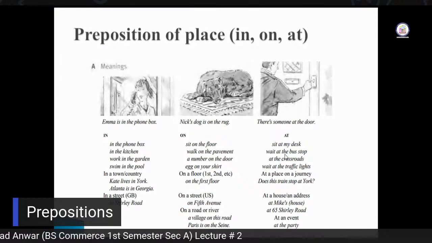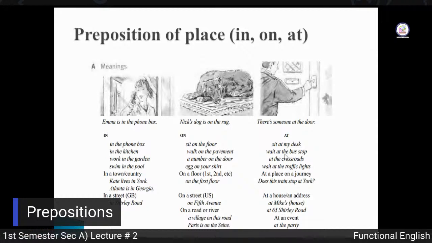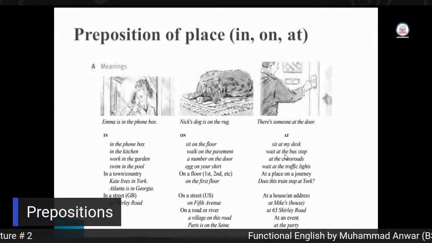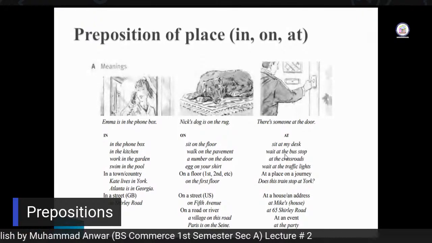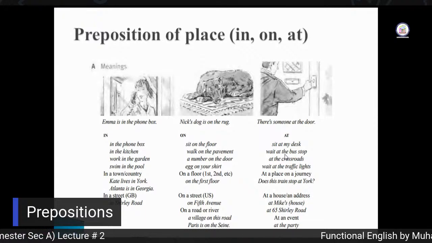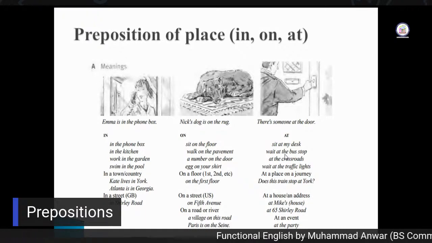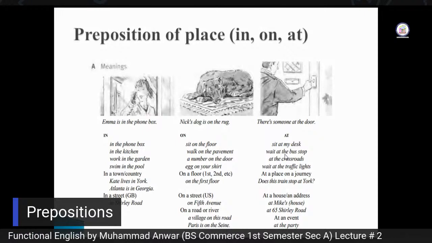Now you can see here, Ima is in the phone box. In the phone box. Box here means a kind of small cabin. Nick's dog is on the rug. On की position आप देख लीजिए. There is someone at the door. At the door means दरवाजे पर.